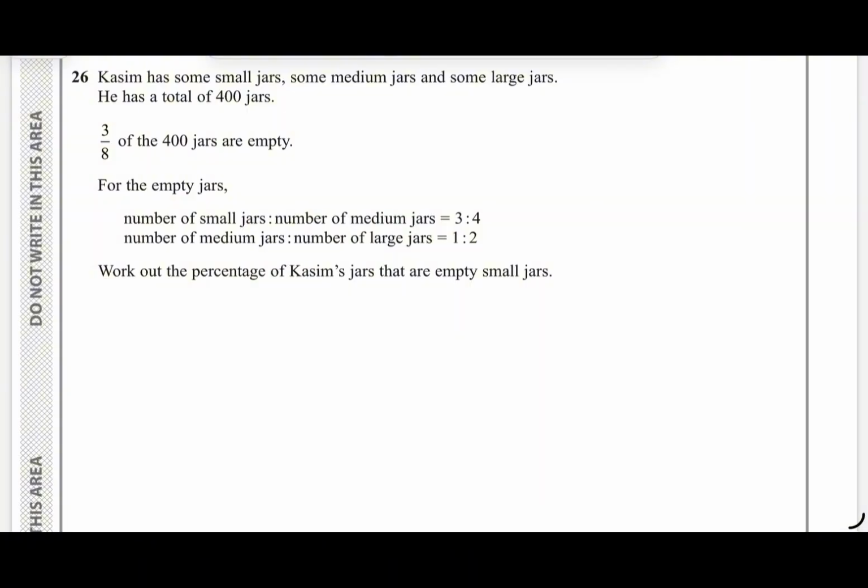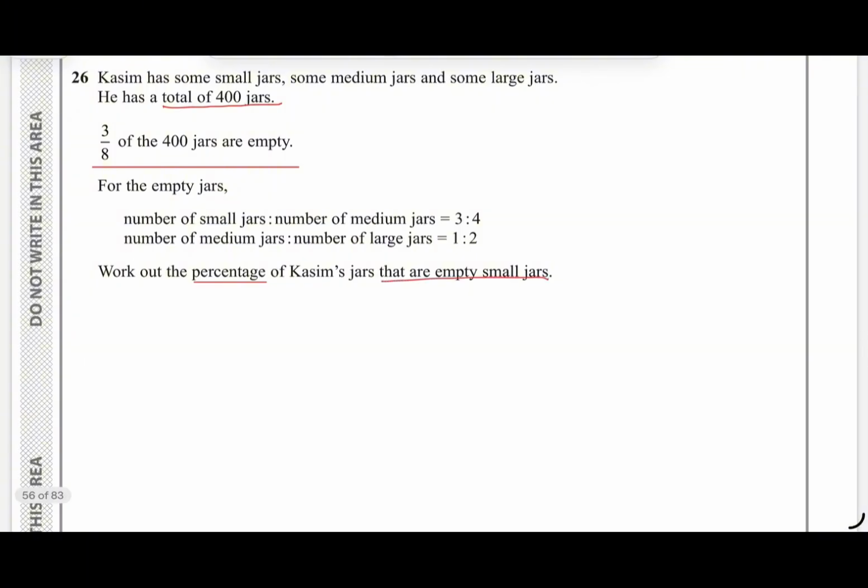The question says that Kasim has some small jars, some medium jars, and some large jars. He has a total of 400 jars. 3/8 of the 400 jars are empty. For the empty jars, the number of small jars to the number of medium jars is in the ratio 3:4, and the number of medium jars to the number of large jars is in the ratio 1:2. Work out the percentage of Kasim's jars that are empty small jars.